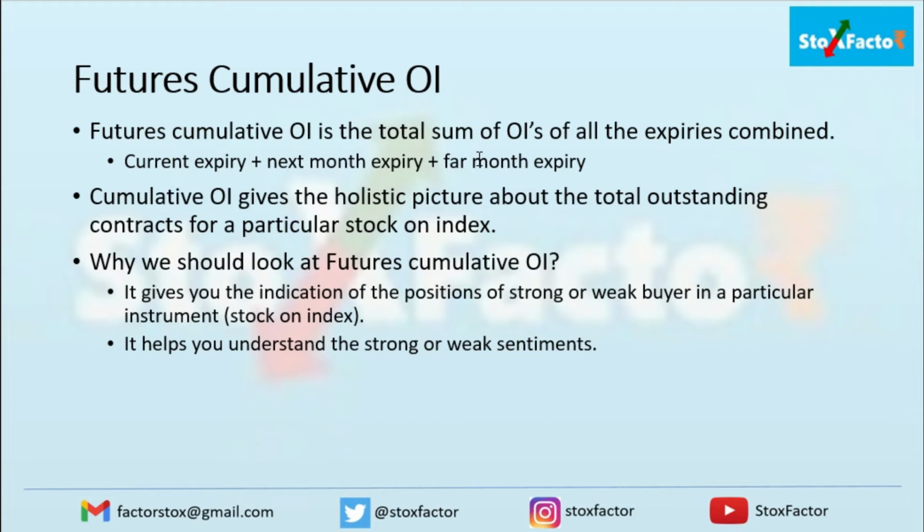So you will find the liquidity in the next month expiries also. But in case of stocks, you will find most of the liquidity in the current expiry only. But as soon as the expiry comes near, suppose the current expiry is the January expiry, then after the 15th of January, you will start seeing the liquidity in the next month also.